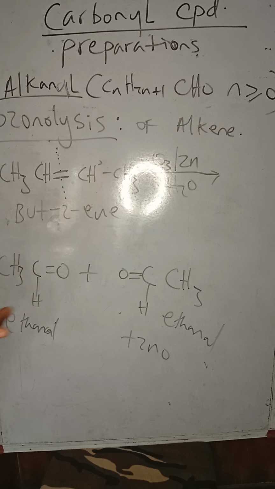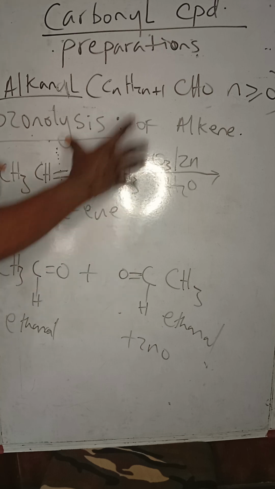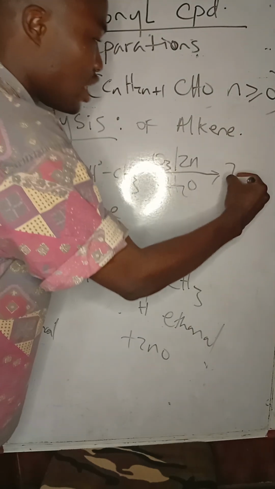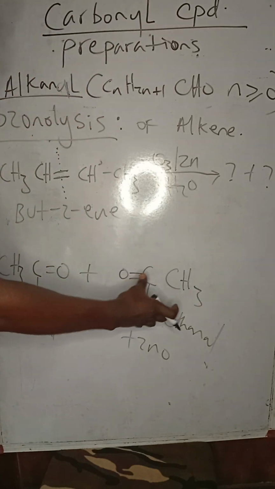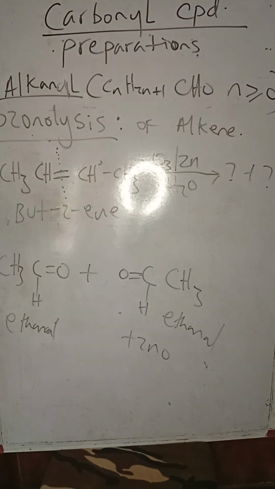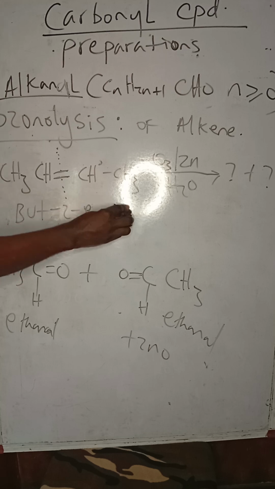Now let me try out that. If you're writing this, this is the product of this reaction. So this is the question. Let's assume we have two question marks here. So this is the product, ethanal. So if you're writing it down, you can quickly take it down. Let me try others.